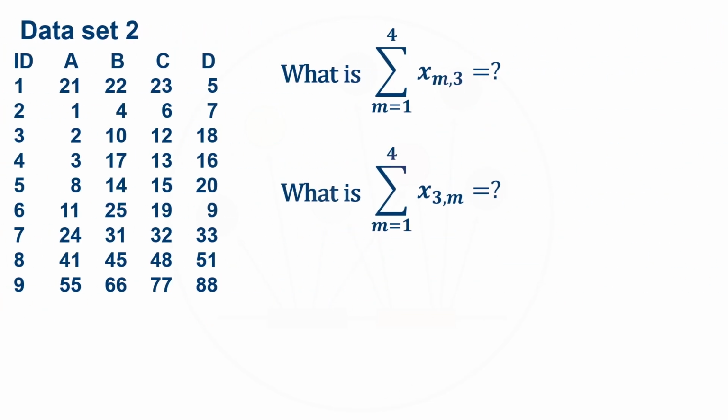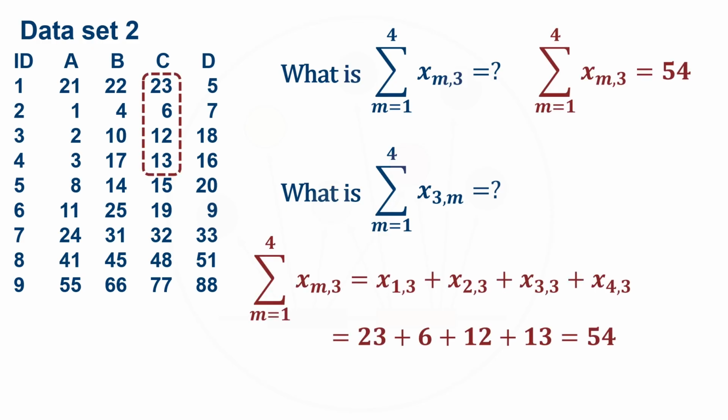Now for 2 summations, and you'll note that the dummy variable is represented by the letter m instead of the letters i or j. The use of the letter for the subscripts is totally arbitrary. For the first sum, m is going from 1 to 4 of x sub m,3. m is representing the row. For the second summation, m from 1 to 4 of x sub 3,m. m is representing the columns.